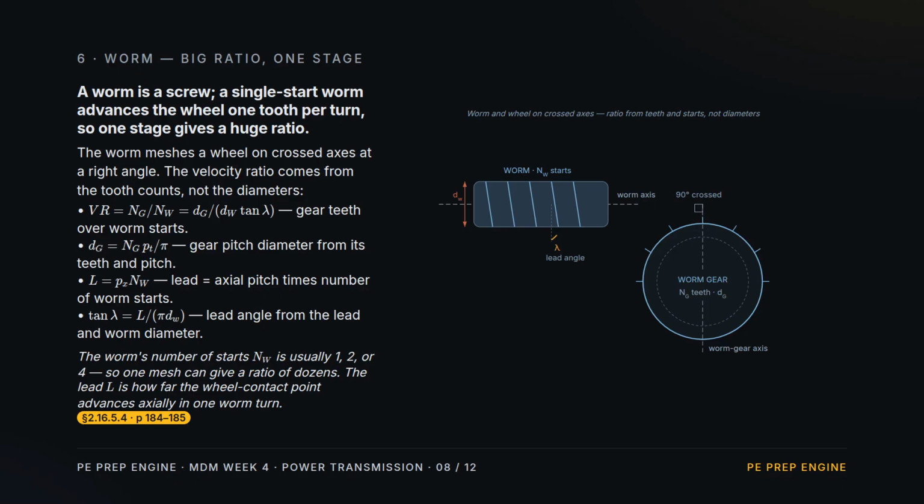The gear pitch diameter is its tooth count times its circular pitch over pi. On the worm itself, the lead is the axial pitch times the number of starts, and the tangent of the lead angle is the lead over pi times the worm diameter. Because a worm has just 1, 2, or 4 starts, a single mesh can give a reduction of dozens. That is why worm drives are used for compact high reductions.